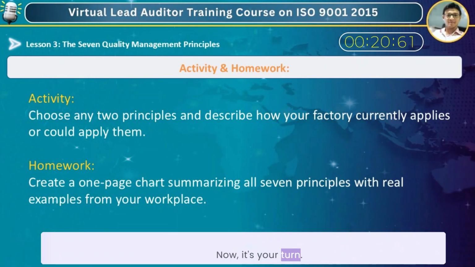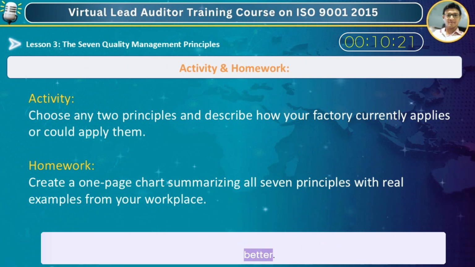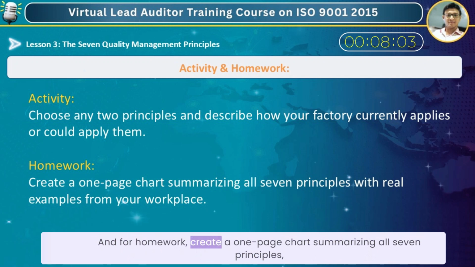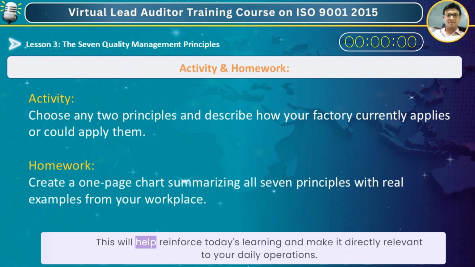Now, it's your turn. For the activity, choose any 2 of the 7 principles and describe how your factory already applies them or how you think it could apply them better. And for homework, create a 1-page chart summarizing all 7 principles, with practical examples from your own work environment. This will help reinforce today's learning and make it directly relevant to your daily operations.